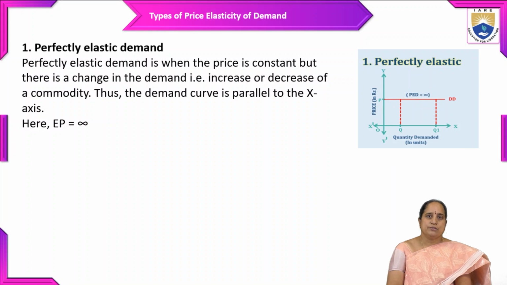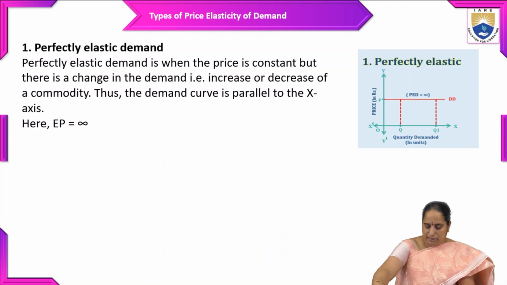Now coming to the first one, perfectly elastic demand. Perfectly elastic demand is when the price is constant but there is a change in the demand, that is, an increase or decrease of a commodity. Thus the demand curve is parallel to the x-axis. So here the elasticity of price is equal to infinity.